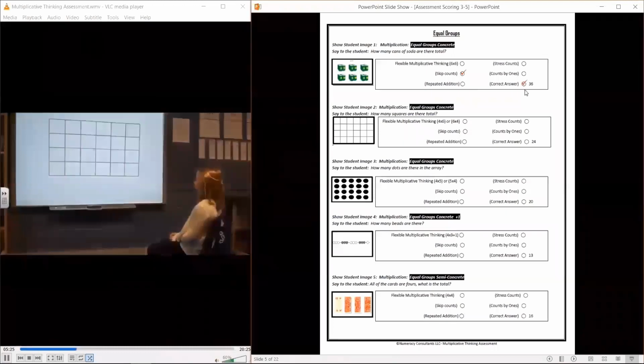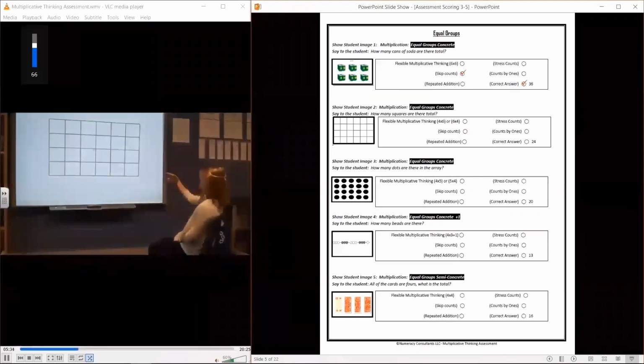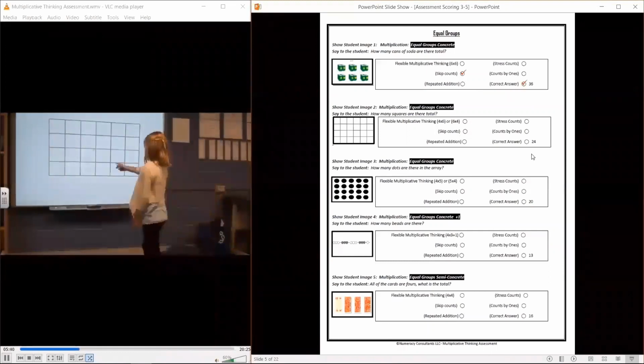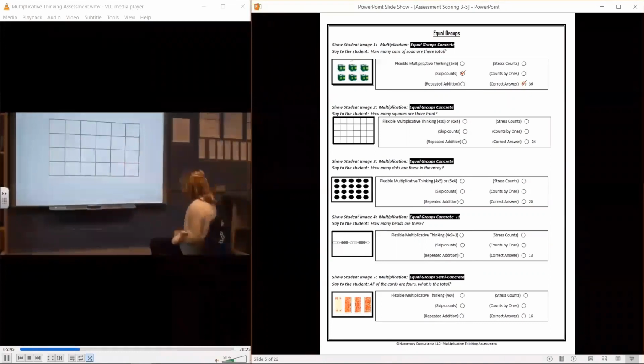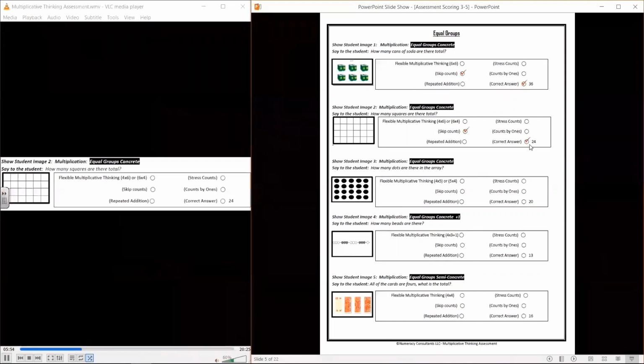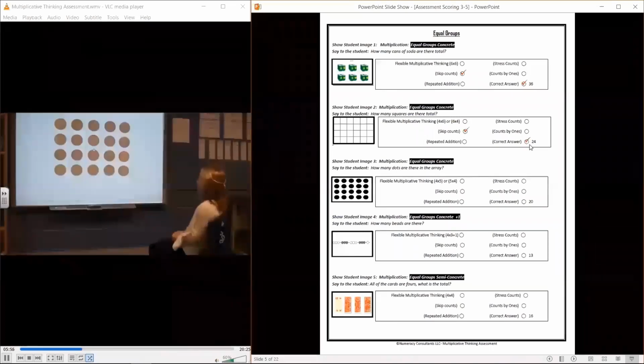How many squares are there total? I want to count the rows. So there's 3, 6, 12, 18, 24. 24, and how'd you get that? Yeah, there's 6, 12, 18, 24. Again, she skip counted and she got the correct answer, so she gets credit for the strategy because she got the correct answer.